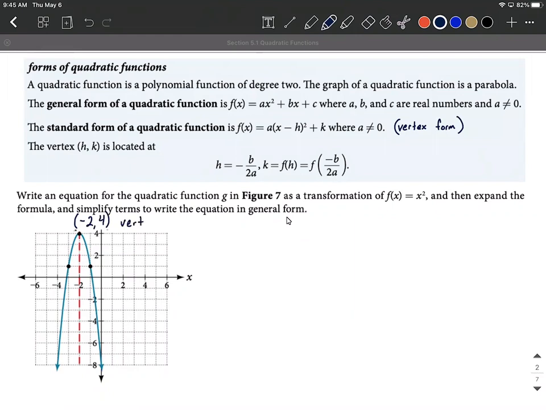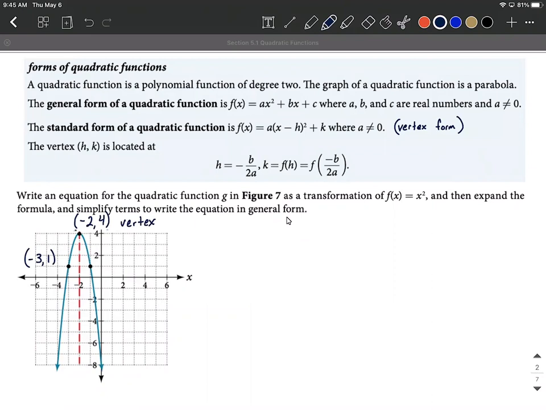So locate the vertex and then locate one other point that you're really confident is actually going to be on our graph. On this one, it seems to be indicated that either -1, 1 or -3, 1 are going to be on here. I'm going to use -3, 1, the point on the left-hand side. This would also work if you pick -1, 1.